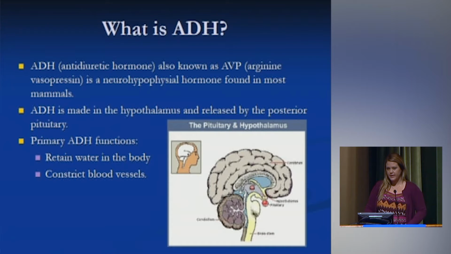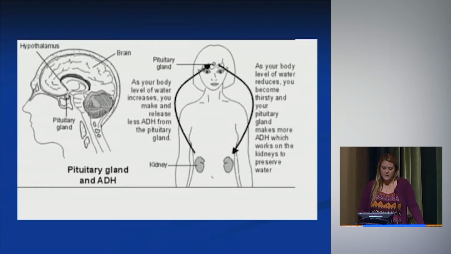ADH is antidiuretic hormone. You may also know it as arginine vasopressin. It's a hormone found in most mammals. It's made in the hypothalamus and released by the posterior pituitary. Its function is to help us retain water in the body, and it also constricts blood vessels.